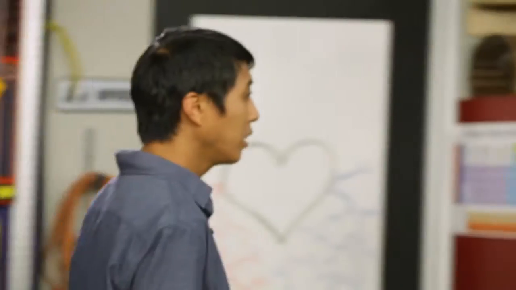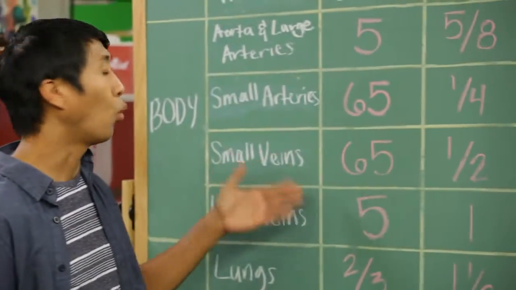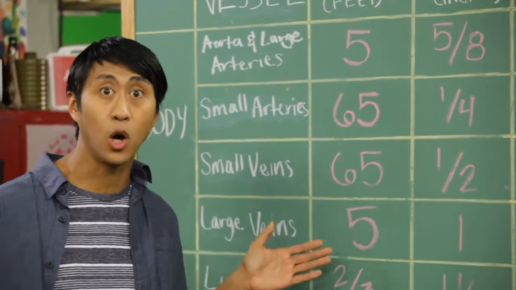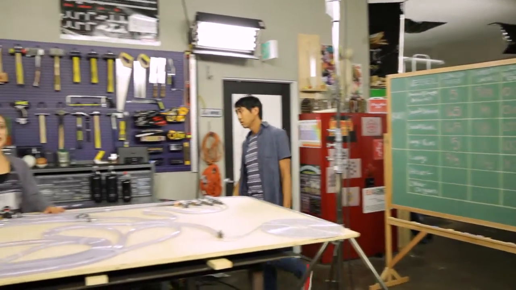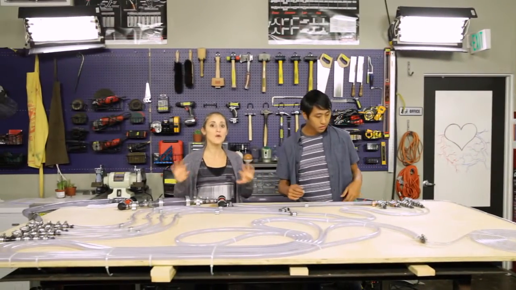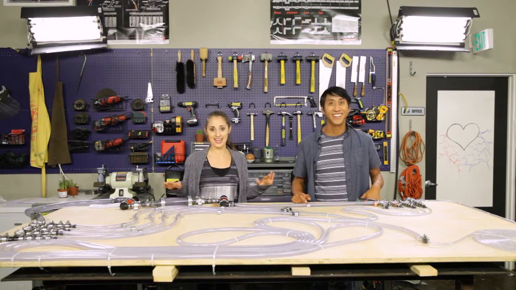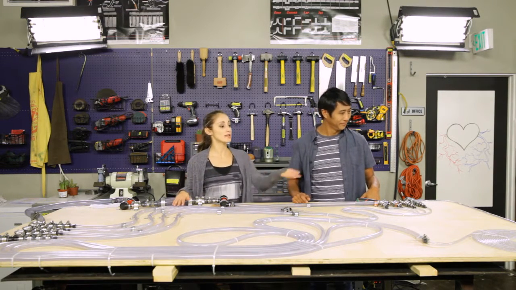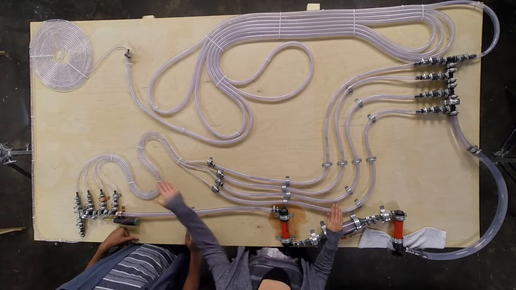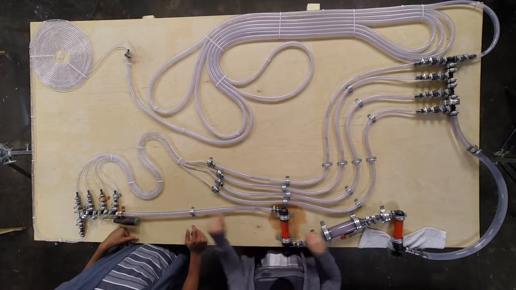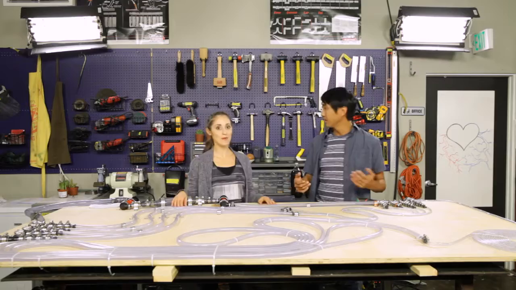Cool. So we have over 140 feet of tubing in our model. Yeah, and if we were to model the tiniest blood vessels, we would need over 60,000 miles of tubing. Let's not do that. No, we can't. So I've gotten extra lengths of tubing to represent those organs here. That's very cool. Well, let's see if it works. Yeah, well, I'll need your help.